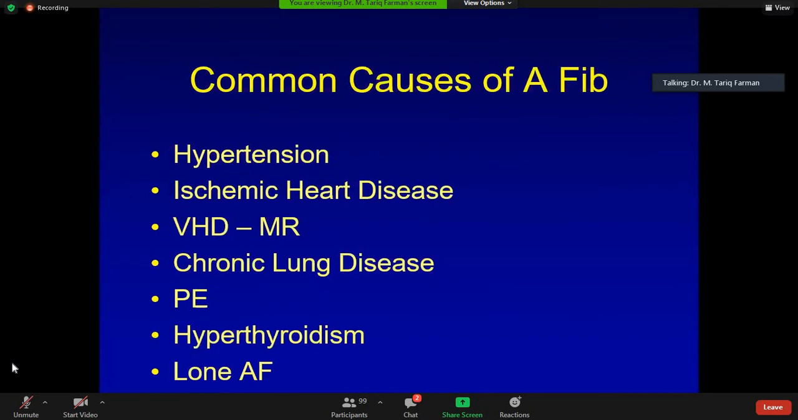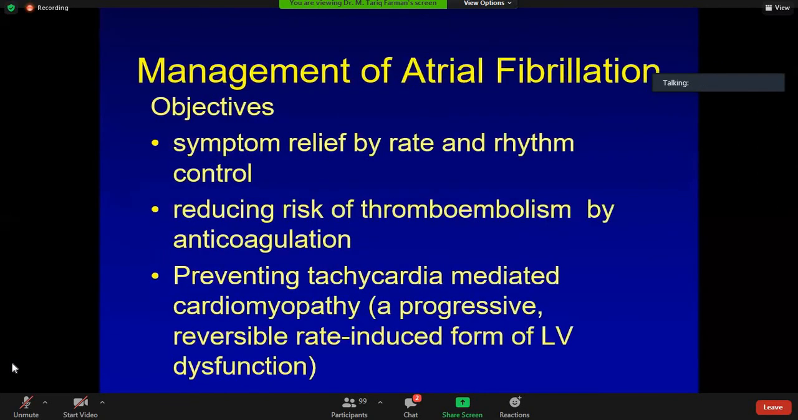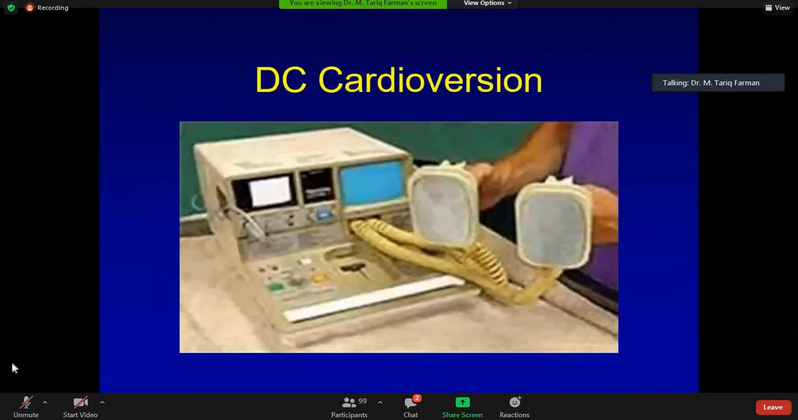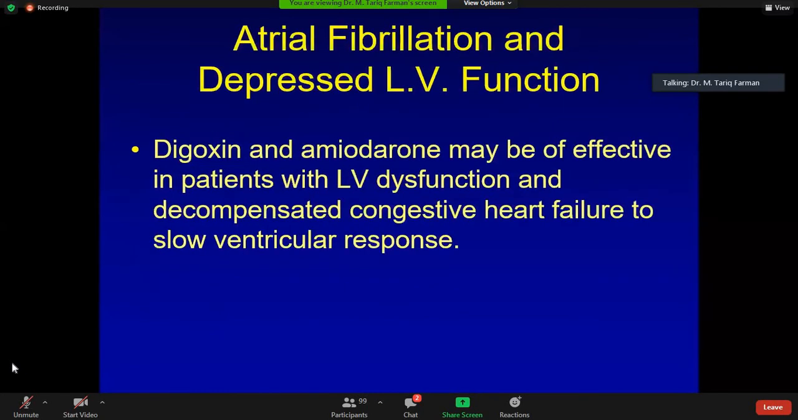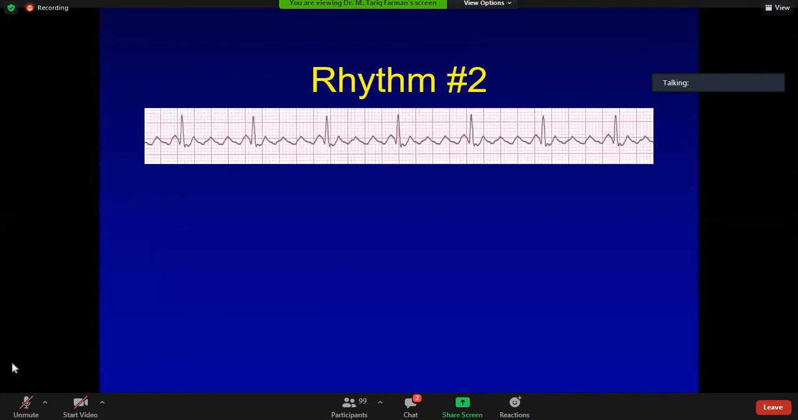Common causes of atrial fibrillation: hypertension, ischemic heart disease, valvular heart disease like MR, MS, and chronic lung disease, pulmonary embolism, hyperthyroidism. And if there is no cause, then it is lone AF, usually in the elderly population. So there are multiple causes of atrial fibrillation, and I think we can skip the management and cover the other common arrhythmias.